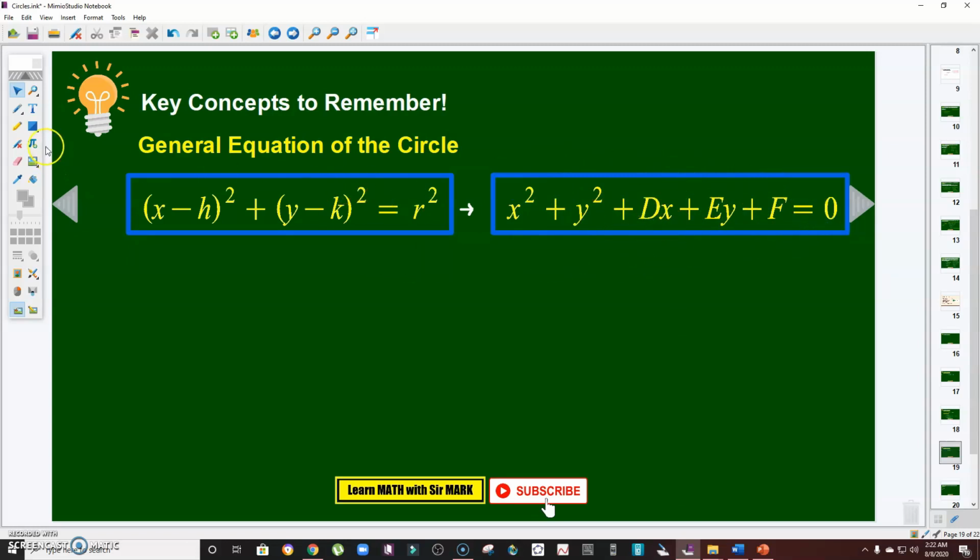So this is your general equation of the circle. Again, this one is the standard equation, while the other is the general equation of the circle. Let's have an example.